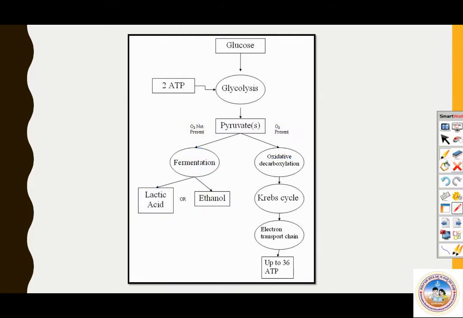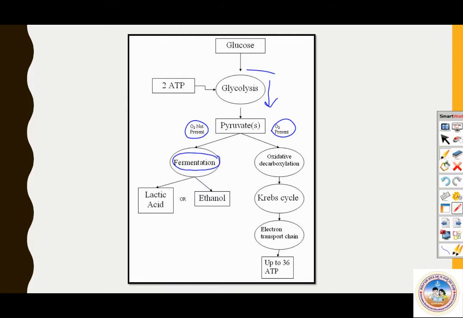Once again, I repeat, you have your glucose. The glucose will undergo a process called glycolysis, which will result in pyruvate. Now what is the fate of pyruvate? It is either in the absence of oxygen or in the presence of oxygen. Usually in the absence of oxygen, what is happening? It is undergoing a process called fermentation. Am I clear to you?